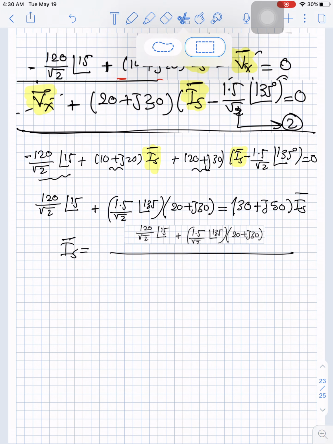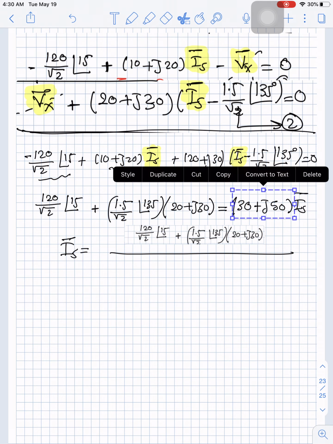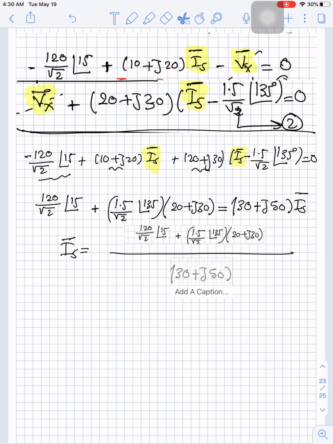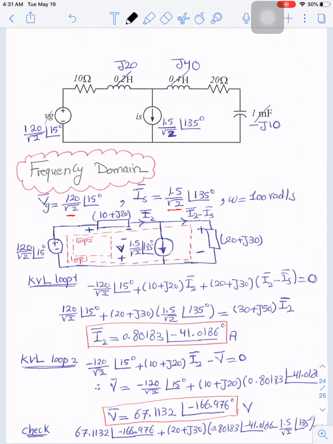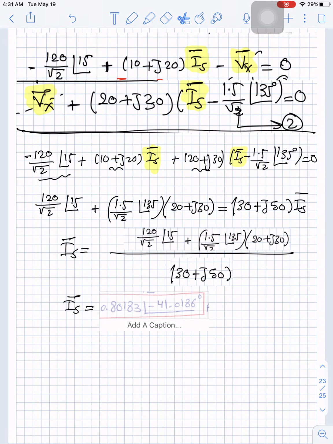Okay, so I will take these two numbers. So this will be your I source, and we can calculate this using your calculator on complex number mode. So we can calculate I source, which is named here as I2. Okay, so let's copy this one here. So this is I source.